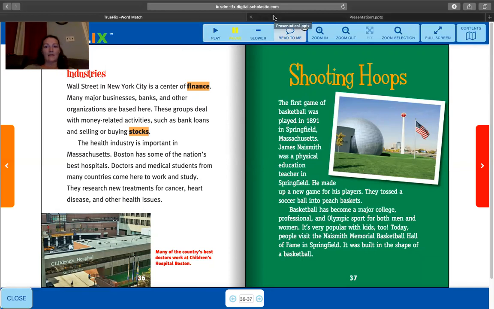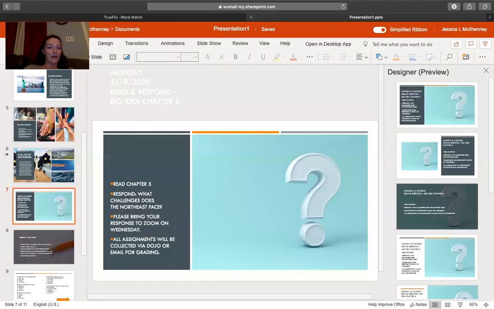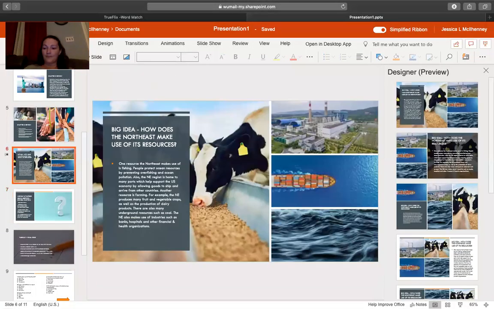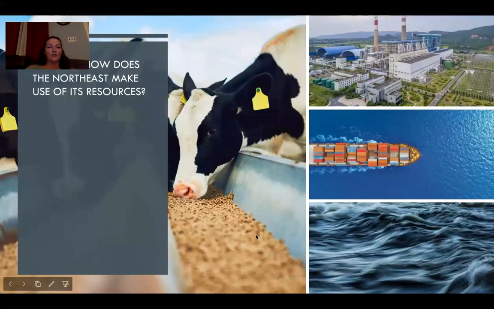go back and recap what we took away from chapter 4. How does the Northeast make use of its resources? Right? So remember when we were reading the text, there were subheadings: mining, industry, farming. So I took those subheadings and I focused one at a time. I tracked my details. So this is what I came up with.